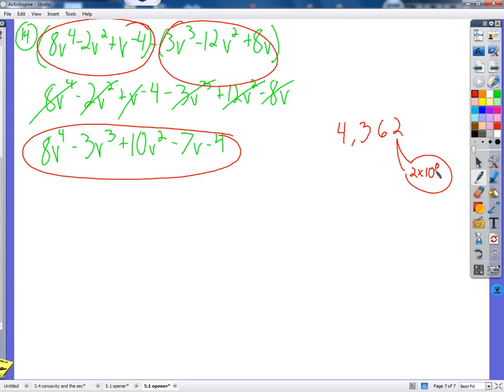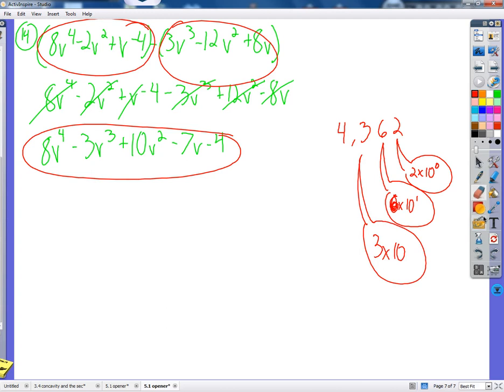10 to the 0 is 1, so 2 times 1. And this one right here is, sorry, 6 times 10 to the first. This one is 3 times 10 to the second. 6 times 10 is 60, so 362.